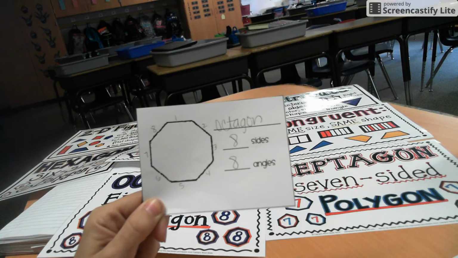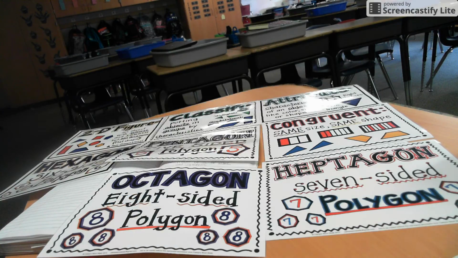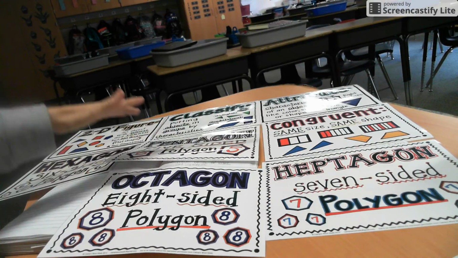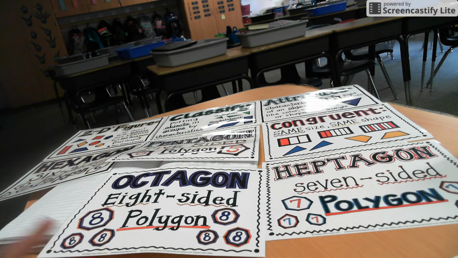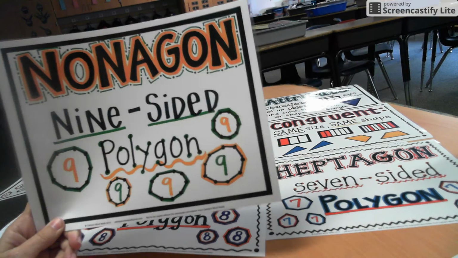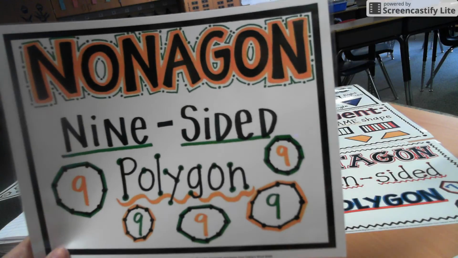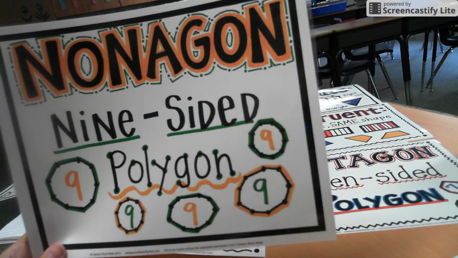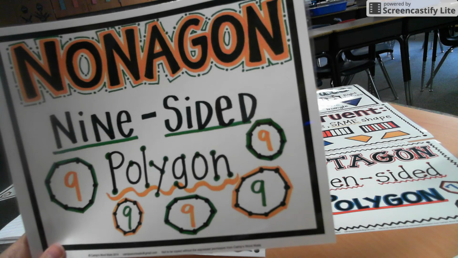One that does not have a card, but we are going to talk about it because we're going in order with our 5 sides, 6 sides, 7 sides, 8 sides. So 9 sides is a nonagon. It is a 9-sided polygon. It has 9 sides, 9 angles.